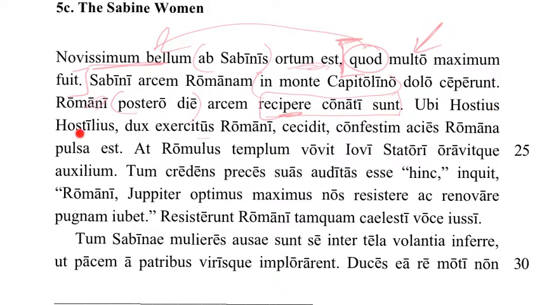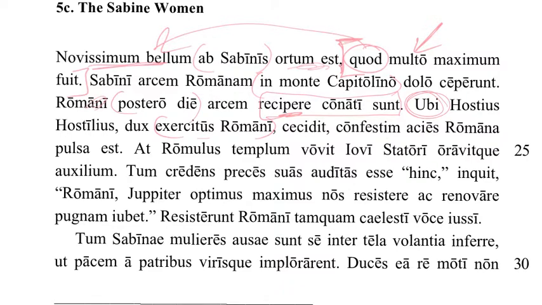Ubi Hostius Hostilius, dux exercitus Romani, cecidit, confestim acies Romana pulsa est. Okay, ubi, nice clause marker, introduces a dependent clause. Hostius Hostilius, what a great name. Hostius Hostilius, it's time for dinner. Hostius Hostilius is obviously the subject of this dependent clause. Then we get this nice phrase to describe him. What do we know about him? Well, we know that he's a dux of this genitive. And what happened to him? Well, apparently he suffered the same fate as Aeneas and Latinus, because every time you win a battle, somebody cool dies. Confestim, adverb.